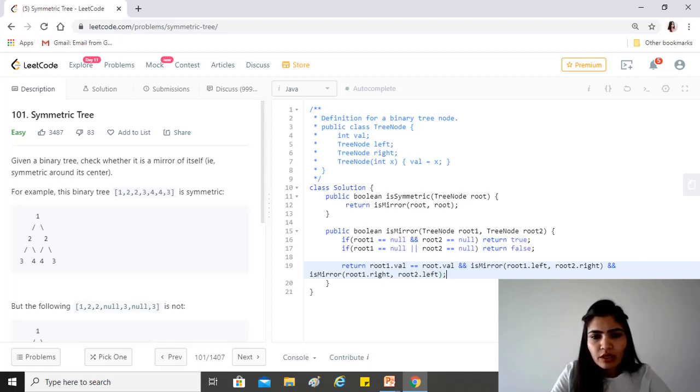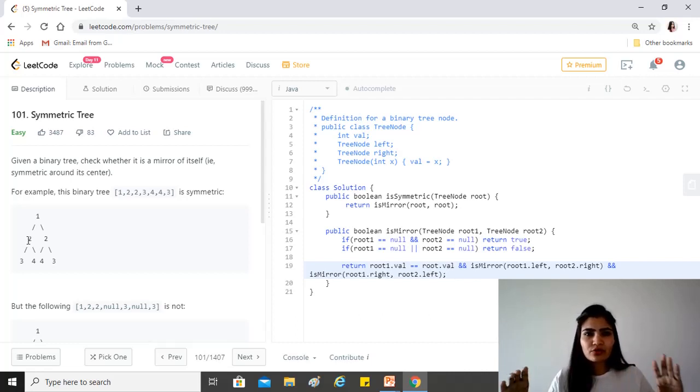So what we have done is, the part where we were twisting the entire tree and then comparing, instead we are comparing the two extremities. The left of this is equal to the right of this, and the right of this should be equal to the left of this. That is how it will be symmetric. So that's the logic that we have applied, and we just return whatever the recursive output of the entire thing is. So let's see if that works.